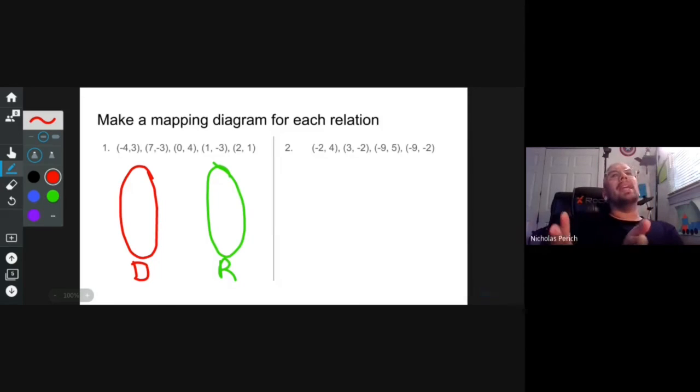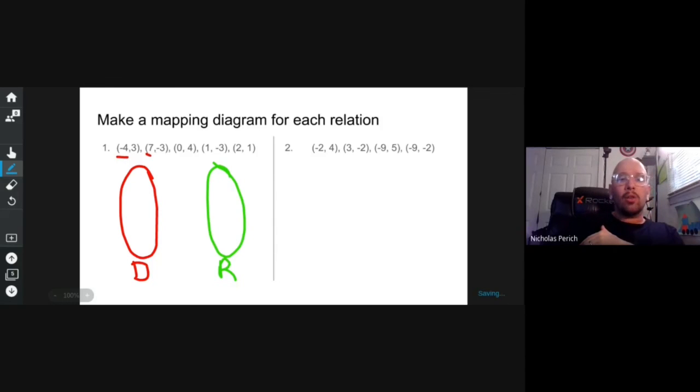My domain, also known as my input, are the x values. So I have a point here. I actually have 5 of them. -4, 3 is a point. 7, -3 is a point. 0, 4 is a point. What I'm going to do is look at all of these points and pick out my x values, and the x values are going to be my domain.